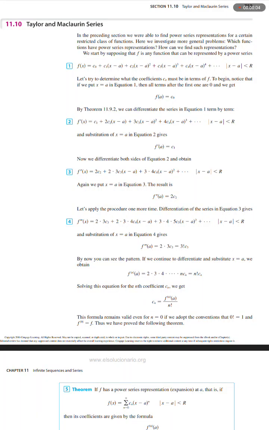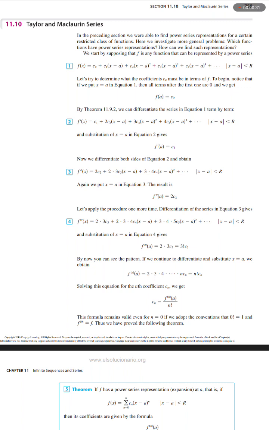11.10 Taylor and Maclaurin series. In the preceding section, we were able to find power series representations for a certain restricted class of functions. Here we investigate more general problems. Which functions have power series representations? How can we find such representations?